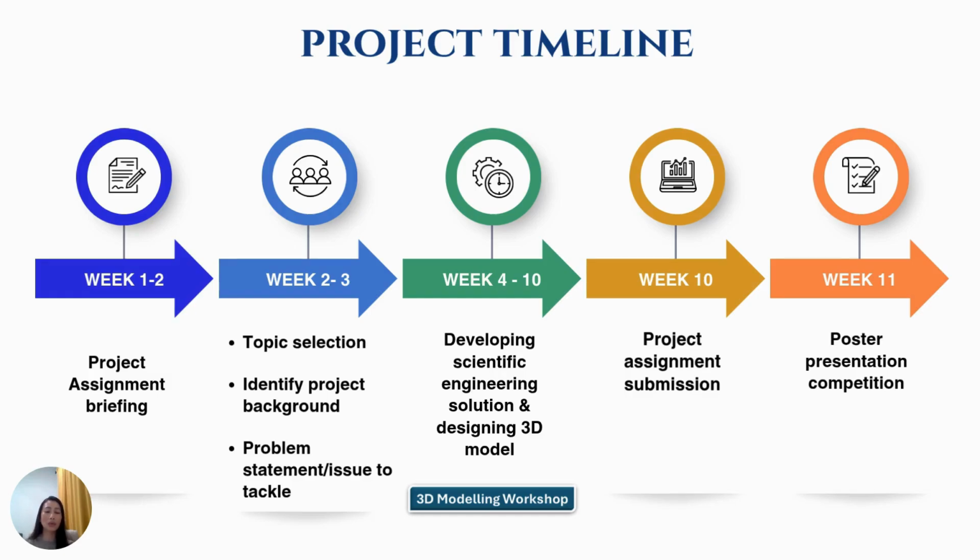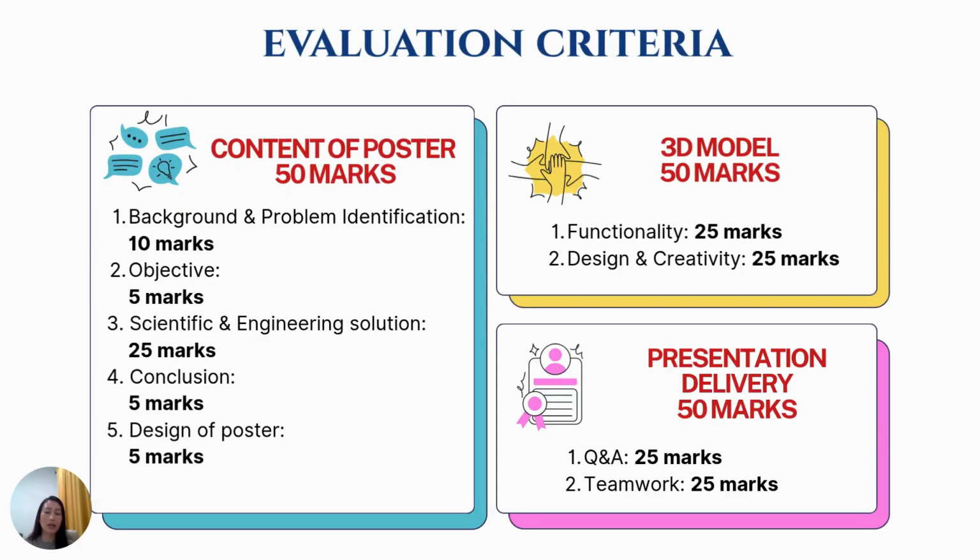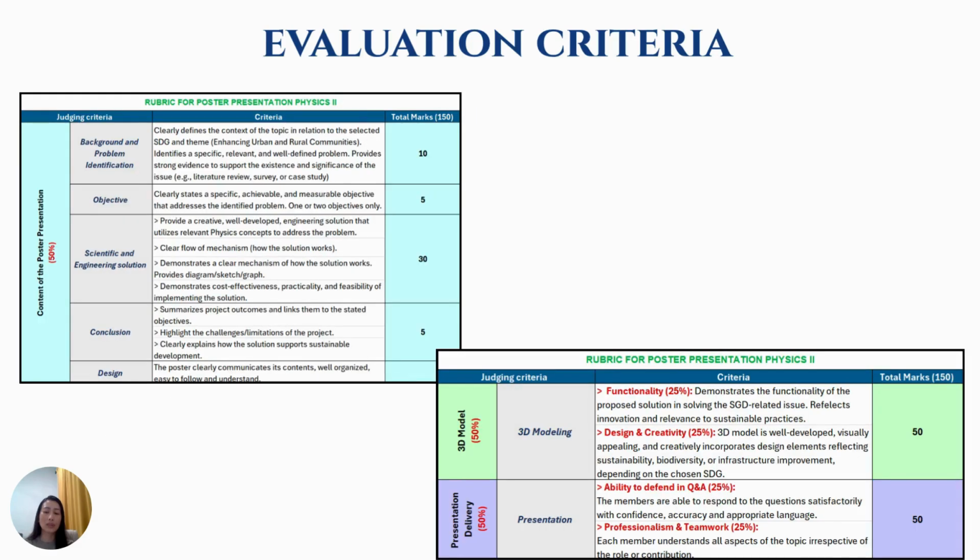In week 11, we hold exhibitions where teams showcase their posters and 3D models. The evaluation is worth 150 marks in total, split equally across three areas: poster content, 50 marks, 3D model quality, 50 marks, and also presentation delivery, 50 marks. So these are the details of the evaluation rubric.